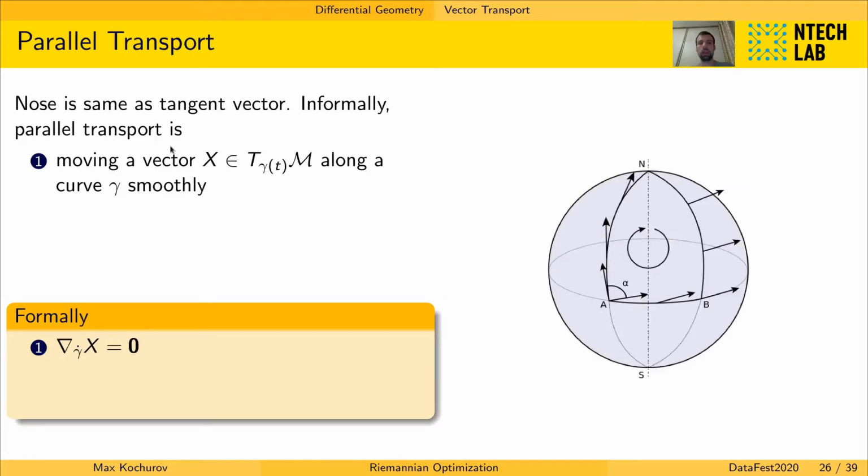So let's move to parallel transport. And your nose is the same as a tangent vector. It points somewhere. And informally, parallel transport is the smooth change of your nose position and direction along the curve. And formally, the tangent vector doesn't change in the first approximation.